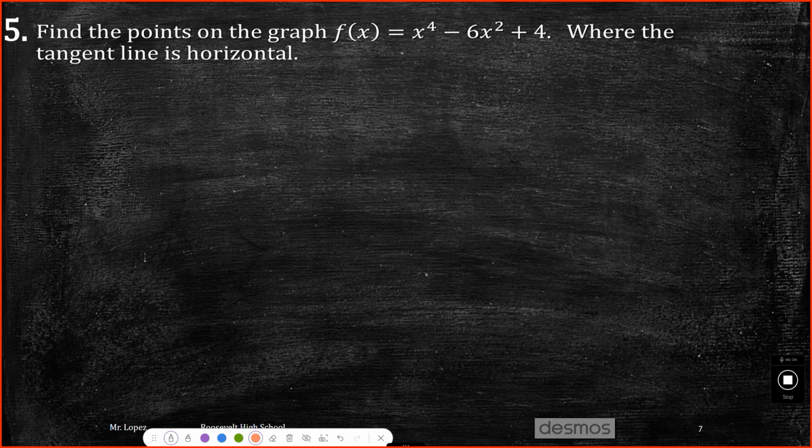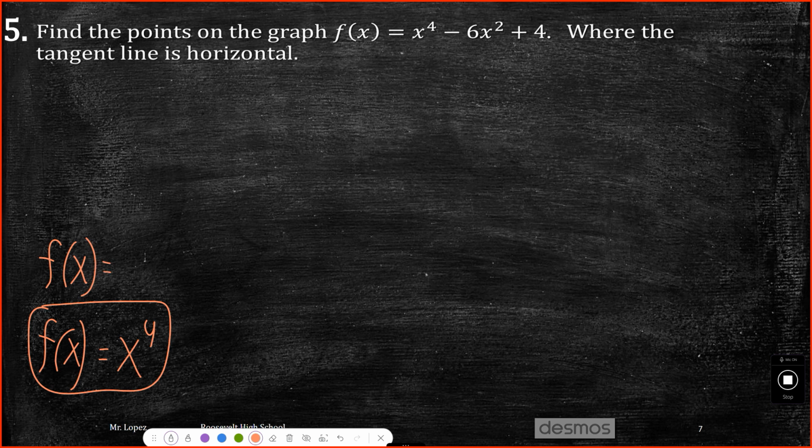Find the points on the graph of this 4th degree polynomial where the tangent line is horizontal. So a little background knowledge on 4th degrees. This is pre-calc. 4th degrees look like what? X to the 4th. They look kind of like what? Let me give you a little background knowledge for this.